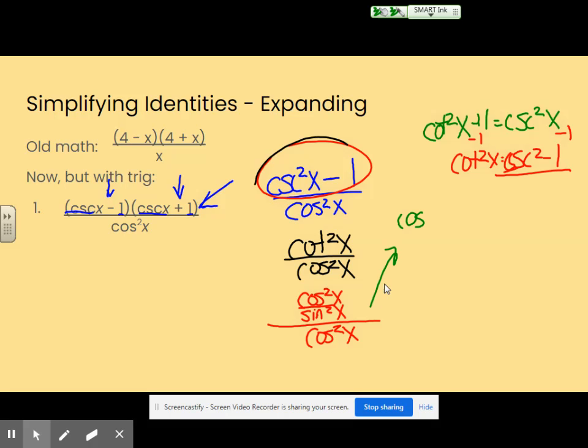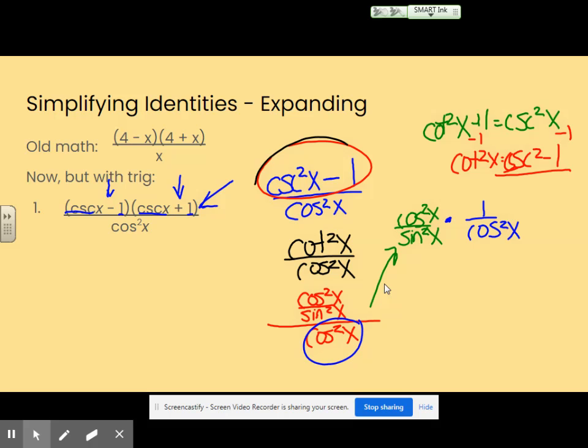If we remember, when we're dividing a fraction within a fraction, the numerator stays the same. That cosine squared over sine squared x stays the exact same. But the denominator, that cosine squared x, I'm going to take the reciprocal of it, so 1 over cosine squared x, and instead of dividing, now we're multiplying. Because isn't dividing the same as multiplying by a reciprocal? Dividing by 2 is the same as multiplying by 1/2, right?